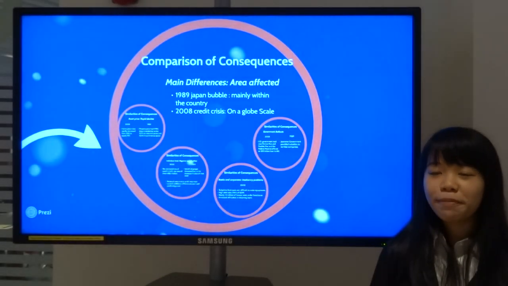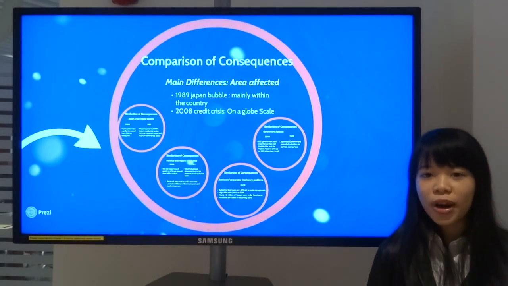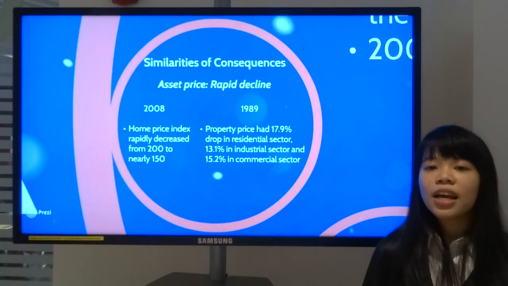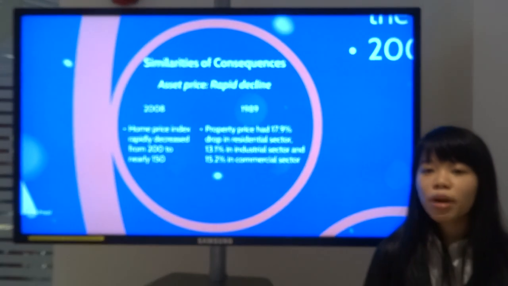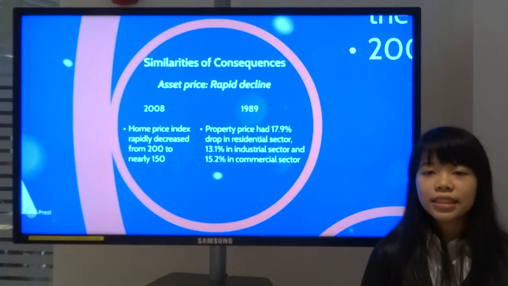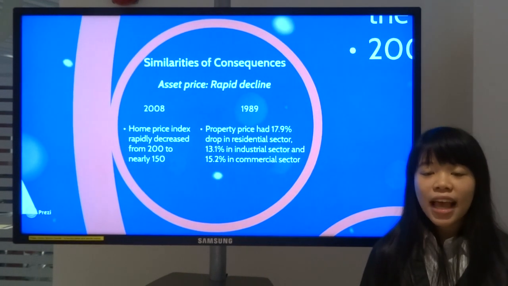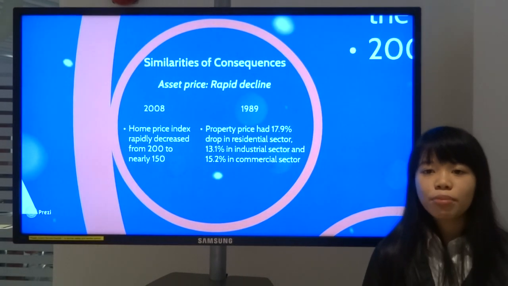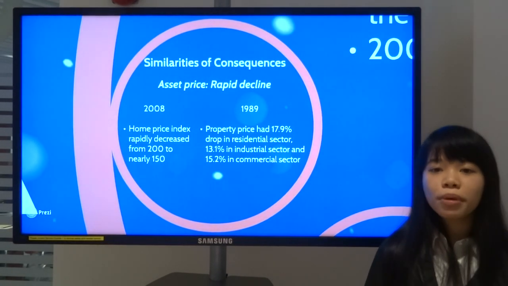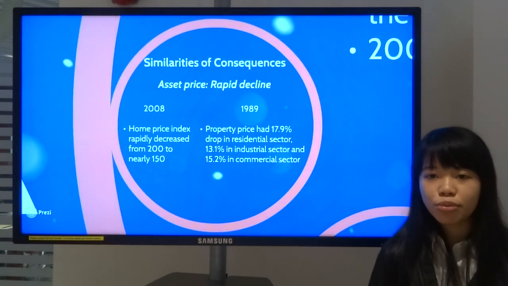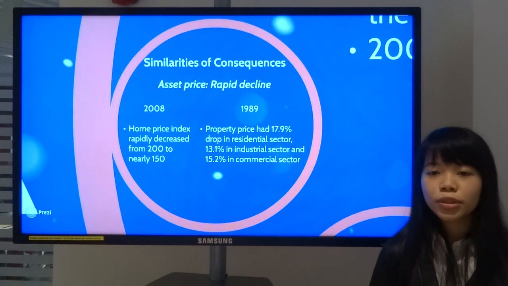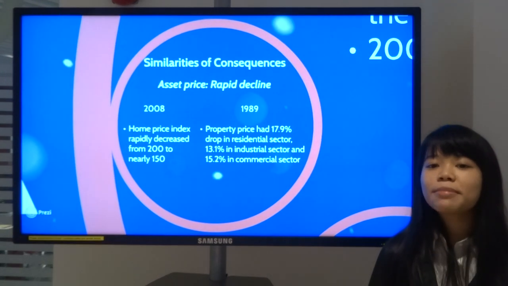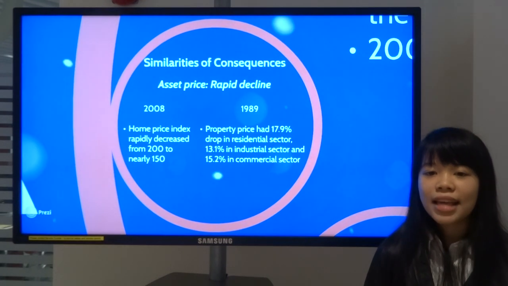I will now talk about the comparison of consequences between the two crises. In terms of asset price, both crises involved a rapid decline in real estate prices. In the credit crisis in 2008, the home price index rapidly decreased from 200 to nearly 150. In the Japan asset bubble in 1989, the real estate price also plunged during the crisis. Property prices had a 17.9% drop in the residential sector, 13.1% in the industrial sector, and 15.2% in the commercial sector. The first similarity of the consequences is the drop in asset price.